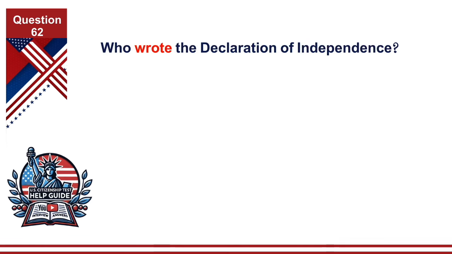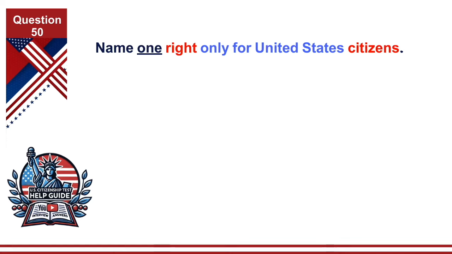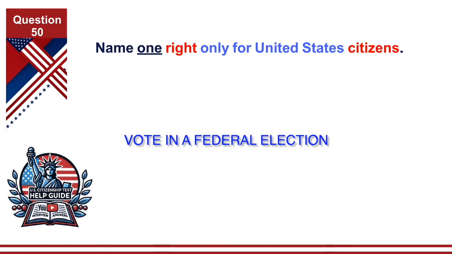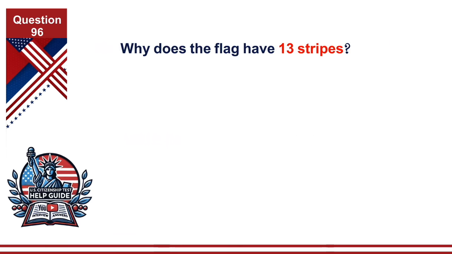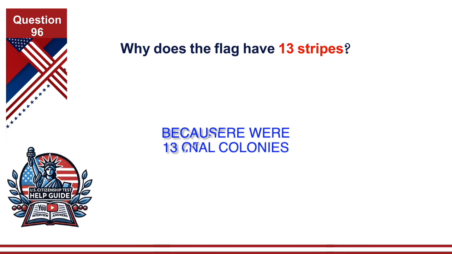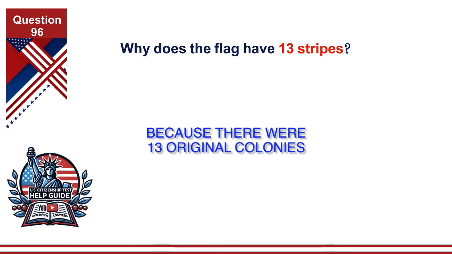Who wrote the Declaration of Independence? Thomas Jefferson. Name one right only for United States citizens. Vote in a federal election. Why does the flag have 13 stripes? Because there were 13 original colonies.